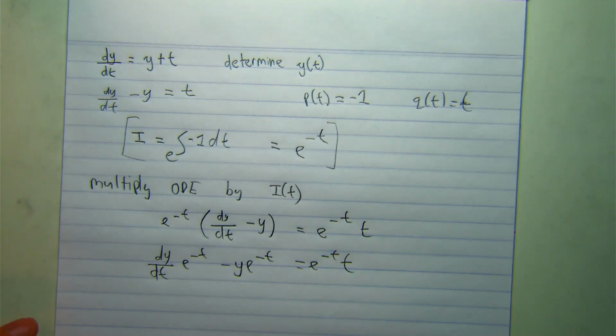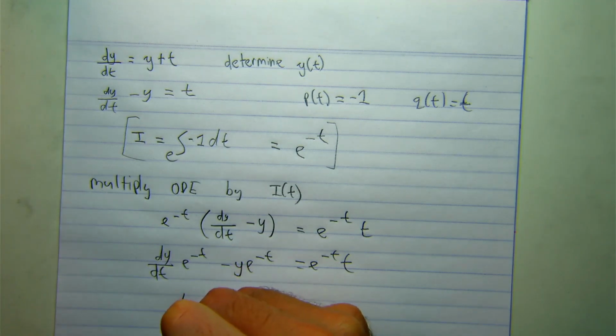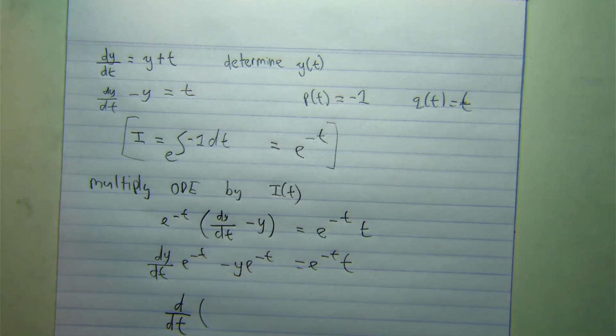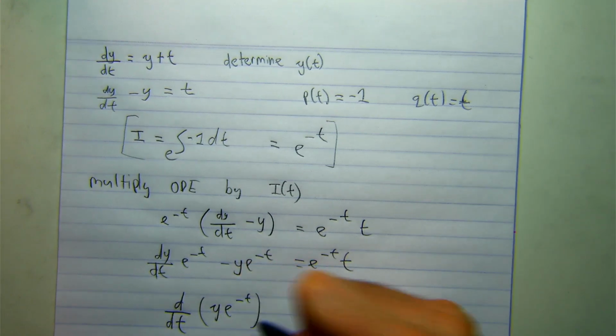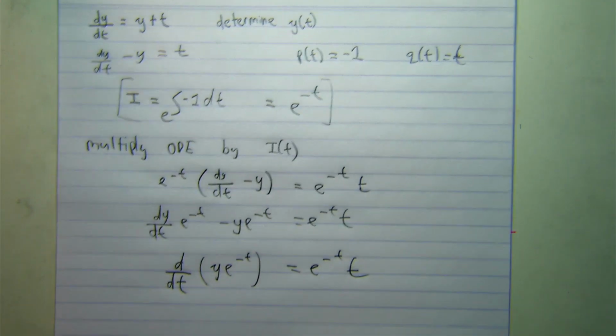Yep. And then I will ultimately want to integrate both sides with respect to t, but leverage the fact that this is already a derivative with respect to t. So here we can actually acknowledge that now d on dt of y e to the minus t is equal to e to the minus t multiplied by t.